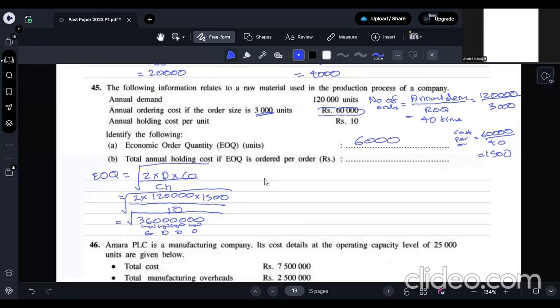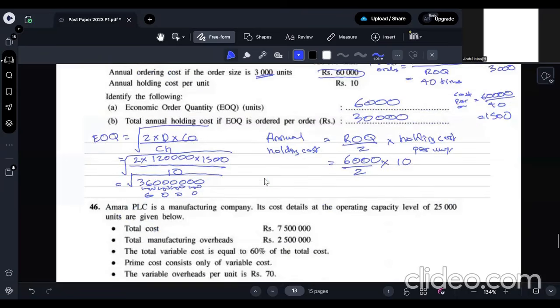Total annual holding cost, if EOQ is ordered per annum. Annual holding cost equals ROQ divided by 2 into holding cost per unit. Now here they are asking total annual holding cost. If the EOQ is ordered per order, that means per order you're ordering at EOQ. Then your ROQ will be 6,000, the EOQ amount, divided by 2 into 10, that will give you 30,000.